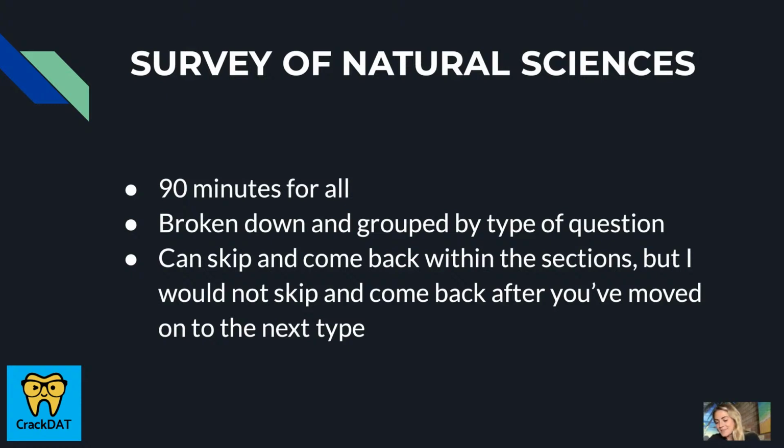So the first section is Survey of Natural Sciences. This is kind of frustrating with the DAT, but it's grouped all into one section called Survey of Natural Sciences, and that includes bio, gen chem, and orgo. You have 90 minutes to do all of them, but they're clustered, not separated. Once you open Survey of Natural Sciences, you're fully in all of those questions.